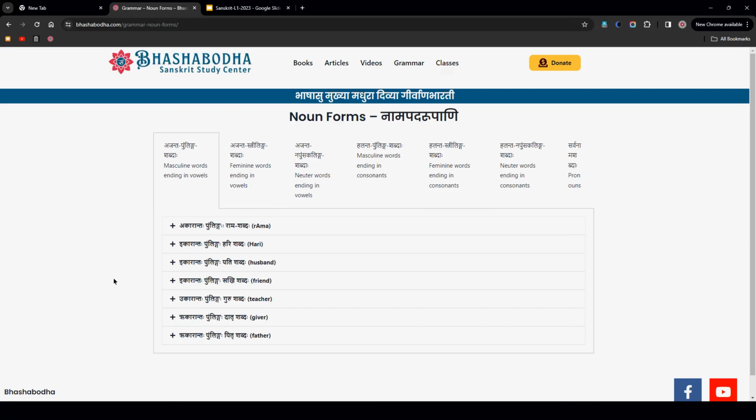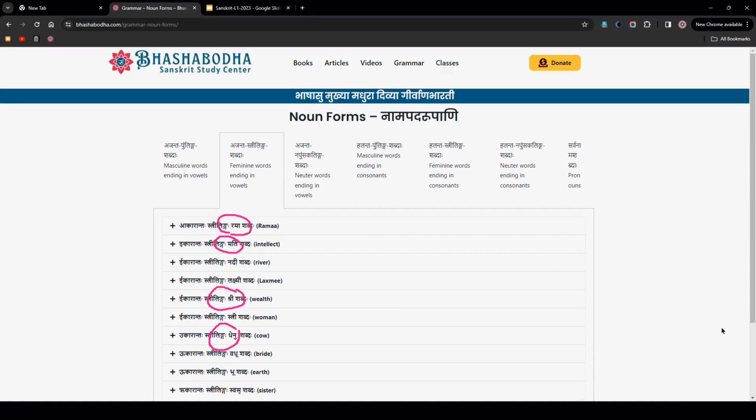So for our level 1, we are focusing mainly on the words ending in a for Pullinga, words ending in the short E, Hari, etc. Words ending in short O for Pullinga, and Rukara also, Pitru, etc. That's for Pullinga. For Strilinga, we are focusing on words ending in A, and maybe this also, and maybe this.